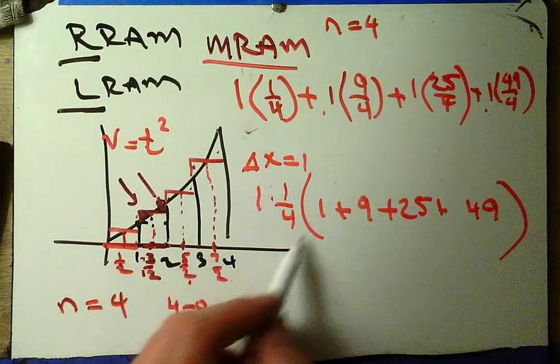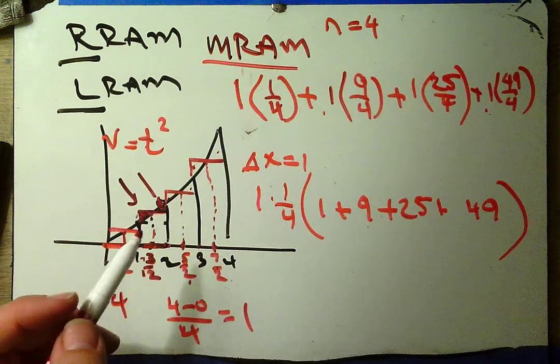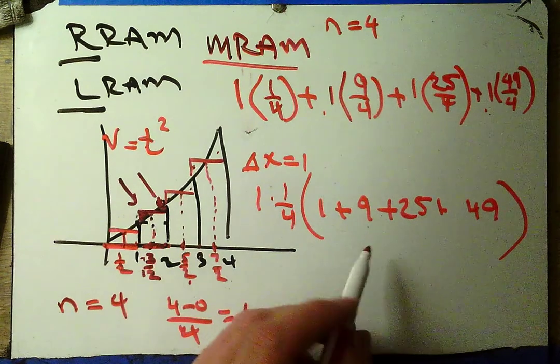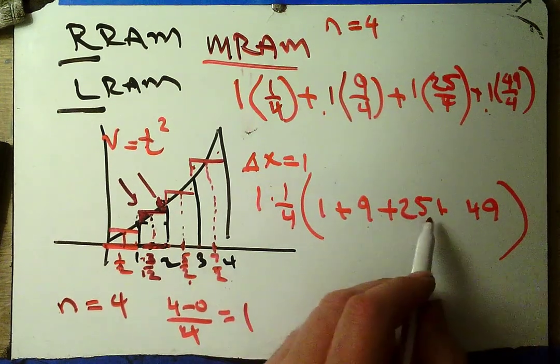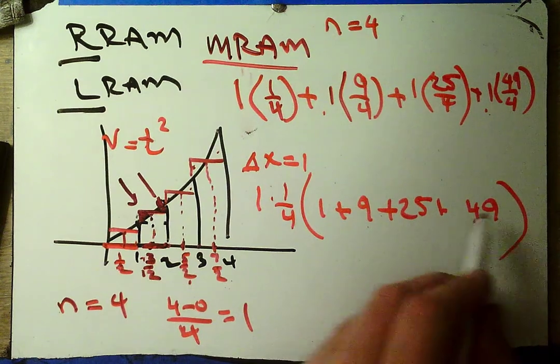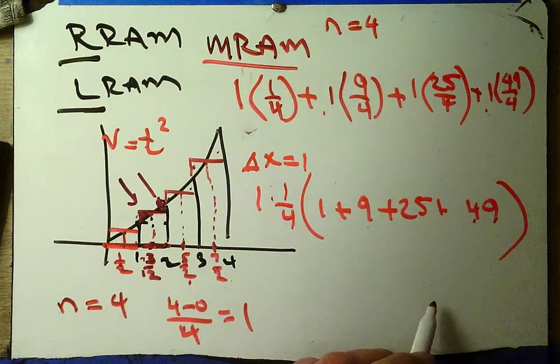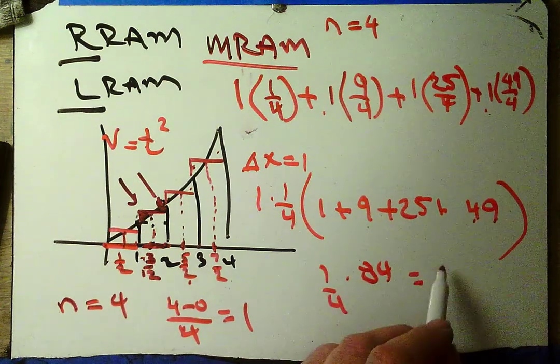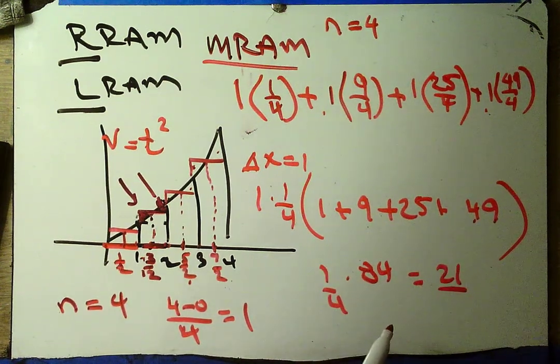Okay, this isn't 1/8 like it was when we were doing 8 subintervals. It's just 1/4. 4 subintervals are happening here. I've got 10 plus 25 is 35. 35, I'm now 75. I'm now 84. So I've got 84 times 1/4, which is 21.